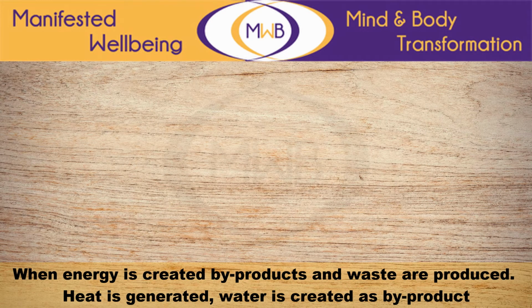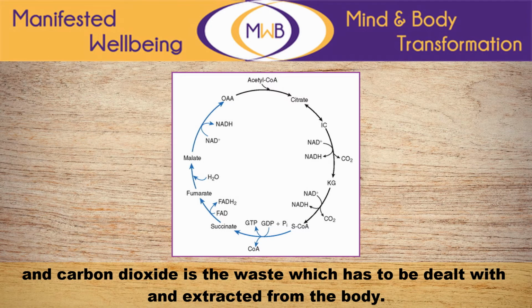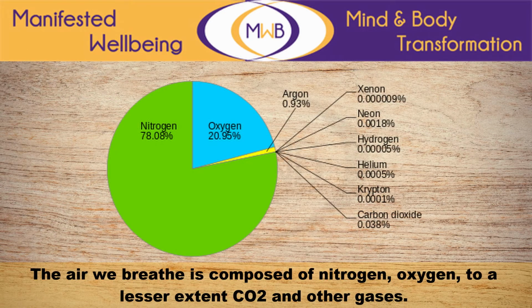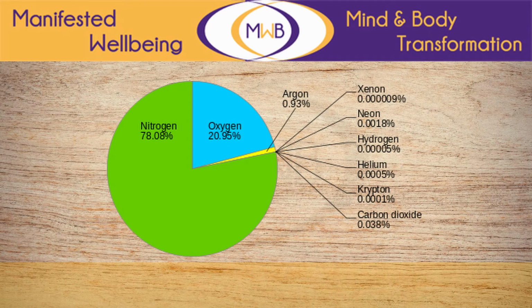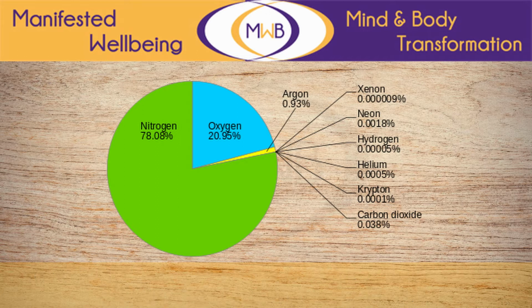When energy is created, byproducts and waste are produced. Heat is generated, water is created as a byproduct, and carbon dioxide is the waste which has to be dealt with and extracted from the body. The air we breathe is composed of nitrogen, oxygen, and to a lesser extent CO2 and other gases. The more humidity in the air and the higher the altitude, the less the concentration of oxygen there is.